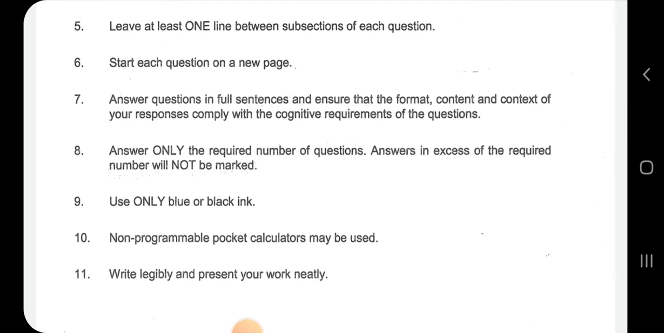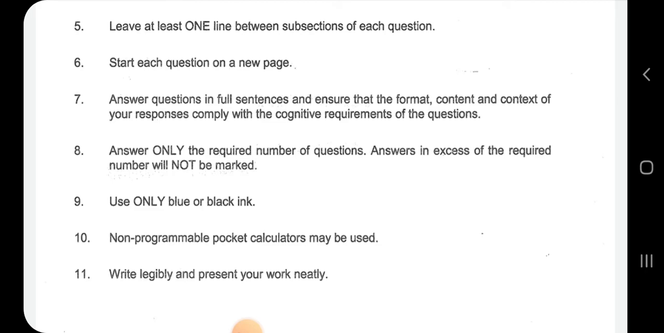And then number 7, answer questions in full sentences and ensure that the format, content and context of your response comply with the cognitive requirements of the question. If you are given a question, guys, and it says list 2 what and then it's 2 marks, which means you're going to get 1 mark for each answer. But if you're asked to explain, outline something, and you're given 6 marks, which means you are required 3 full sentences. If you give 3 full sentences, each sentence counts for 2 marks. Or you can give 6 short sentences to account for the 6 marks. You will see when we answer the questions.